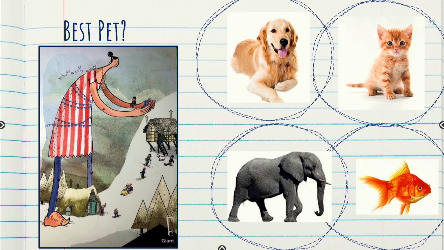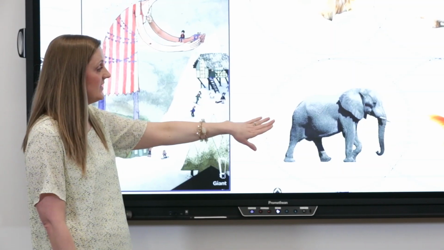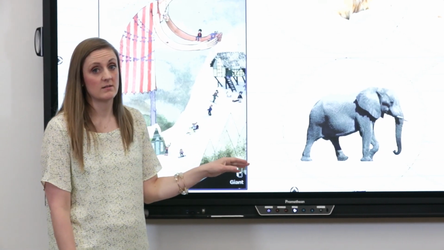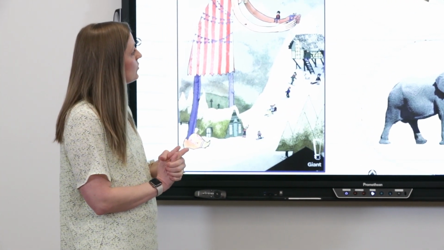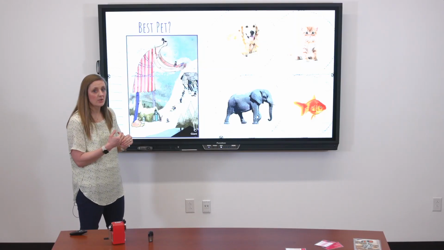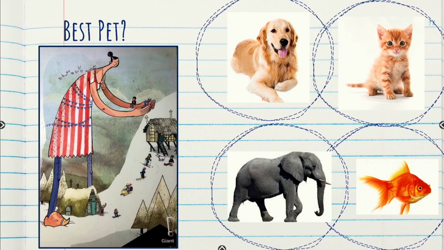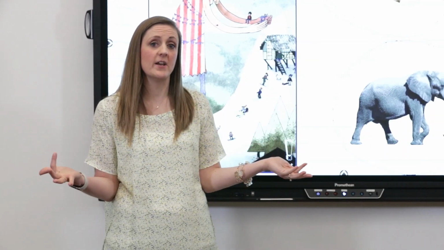Think to yourself of a reason why it maybe would be a good pet or wouldn't be a good pet for the giant. So our 4 options are a dog, a little kitty cat, a fish, and an elephant. I want you to think about which one of these would be a really good pet for our giant. Based on what we know from the clues already, let's go through and talk about this one. Is there any that you would cross out right away based on where she lives or the environment that you saw?